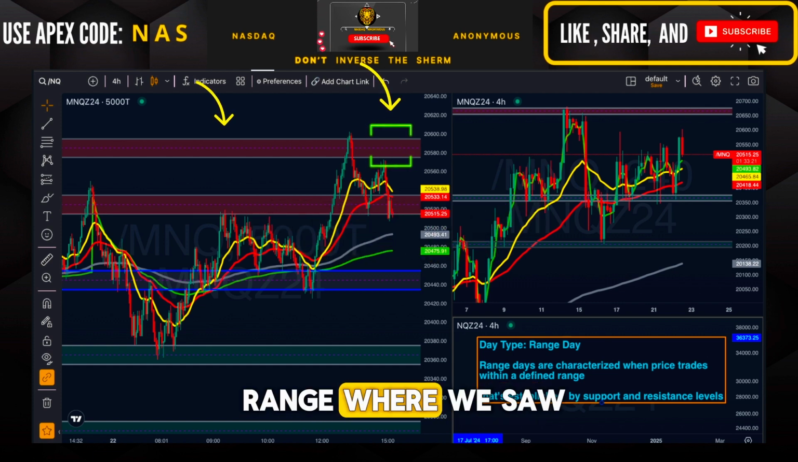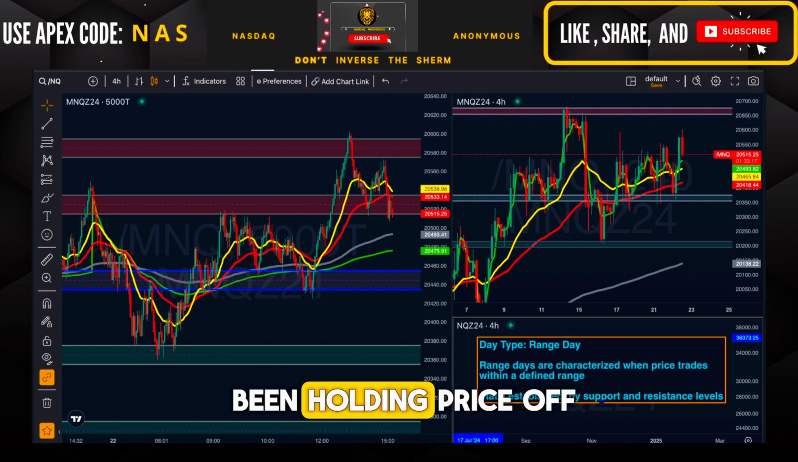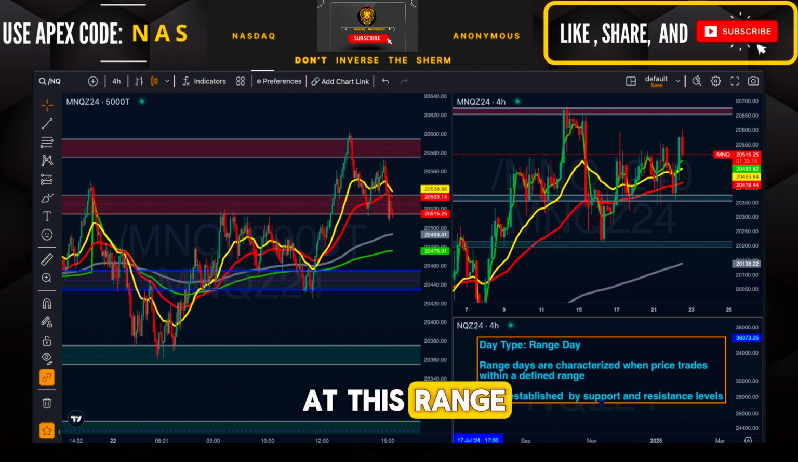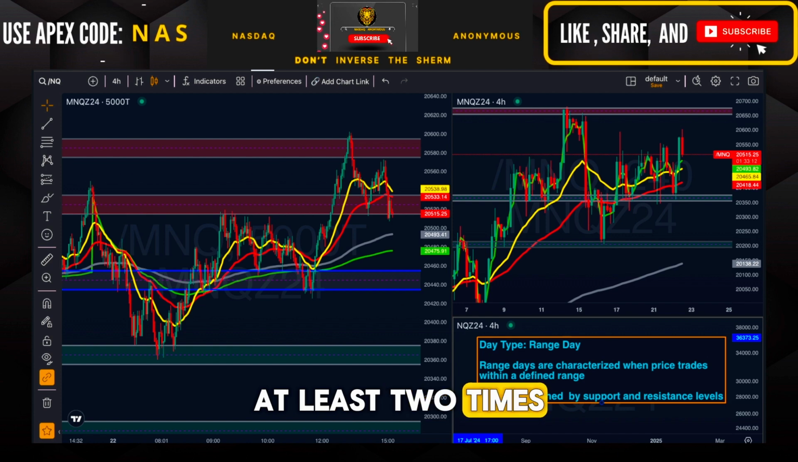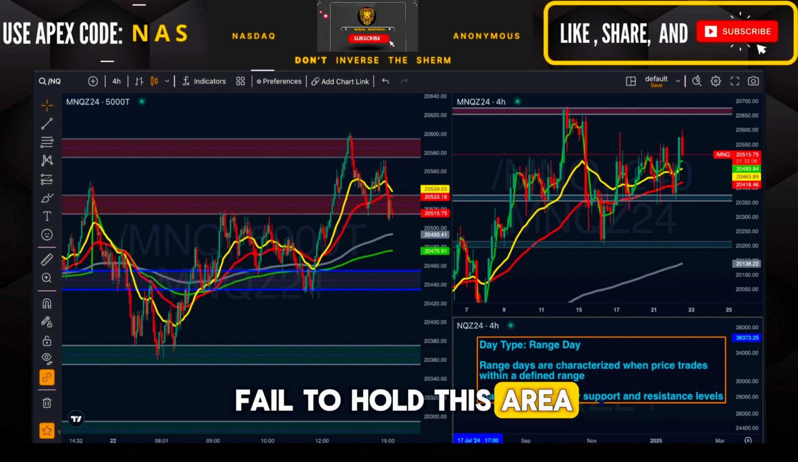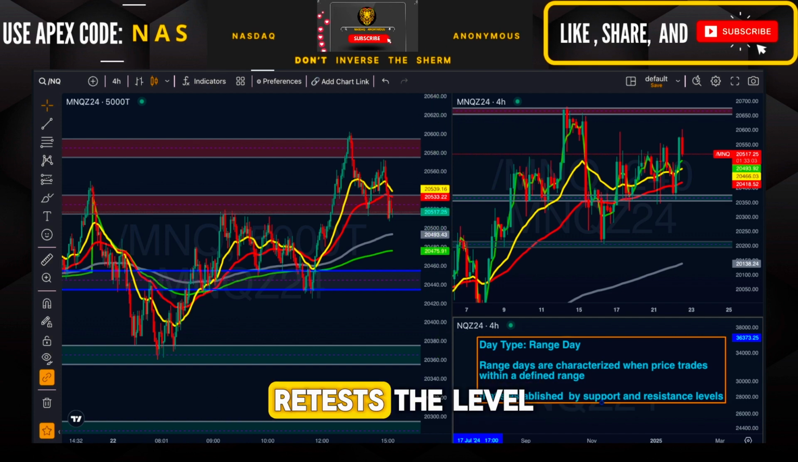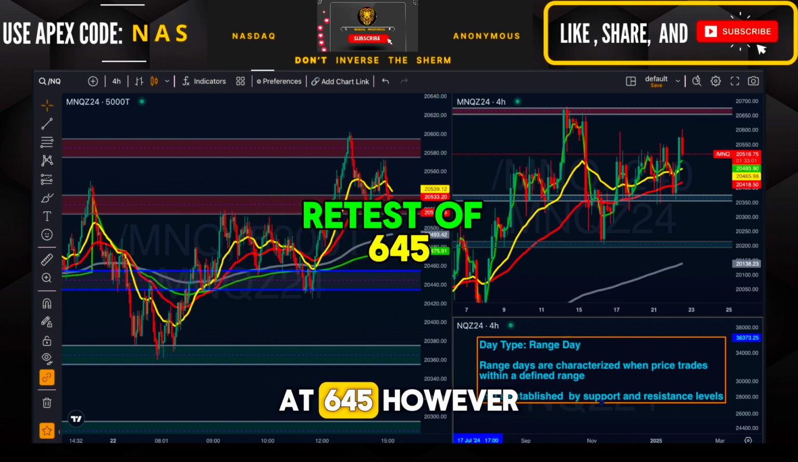Because this is the range where we saw the bears break structure to the downside, and the bears have been holding price off at this range at least 2 times. But if the bears fail to hold this area and price continues to trade higher, then I'll be watching the reaction when price retests the level at 645.